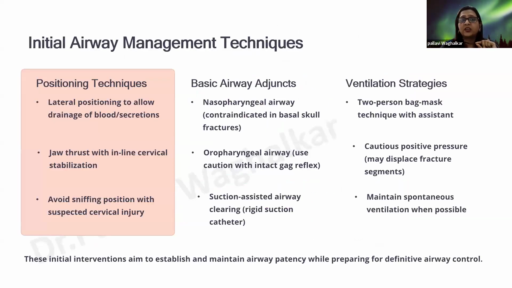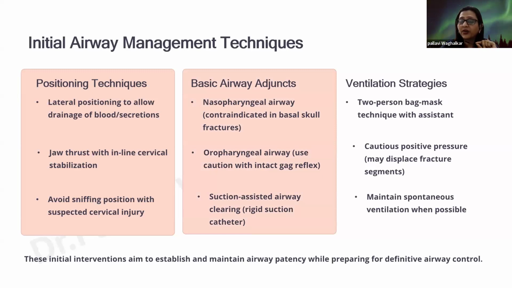Before the definitive airway management, some initial airway management measures like lateral positioning will help to decrease the drainage of blood and secretions. If there is cervical spine injury, then jaw thrust can be used with manual inline stabilization. We have to avoid the sniffing position which we give during laryngoscopy in cervical injury. When we are using basic airway adjuvants, the NPA, nasopharyngeal airway, will be contraindicated in basal skull fractures.